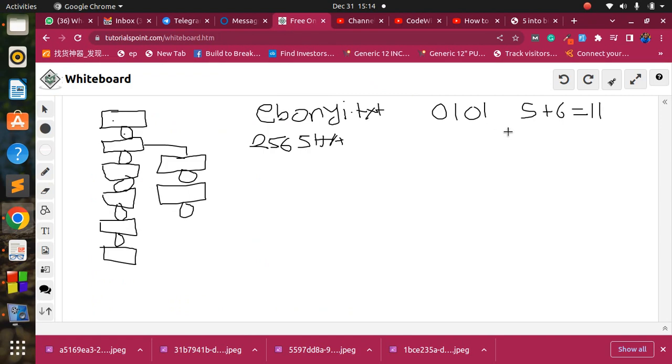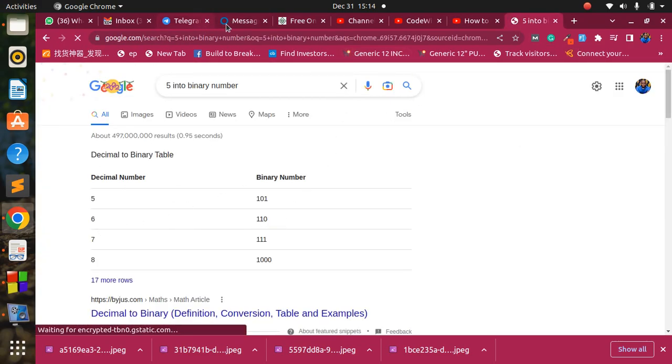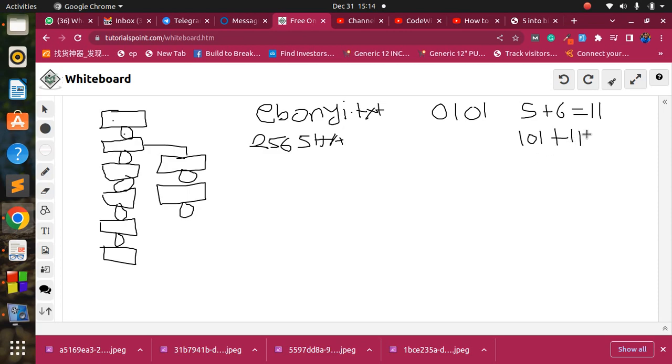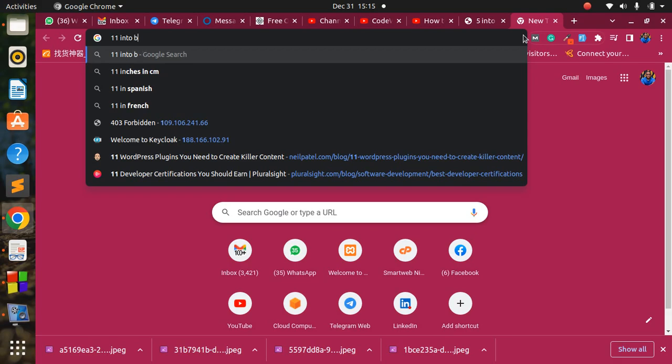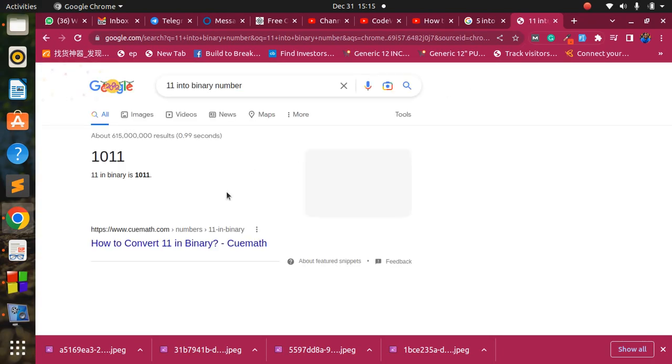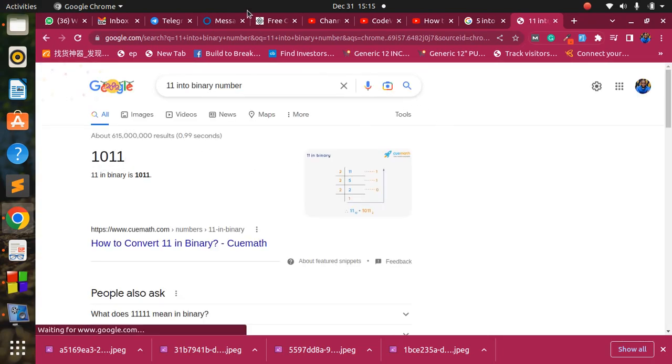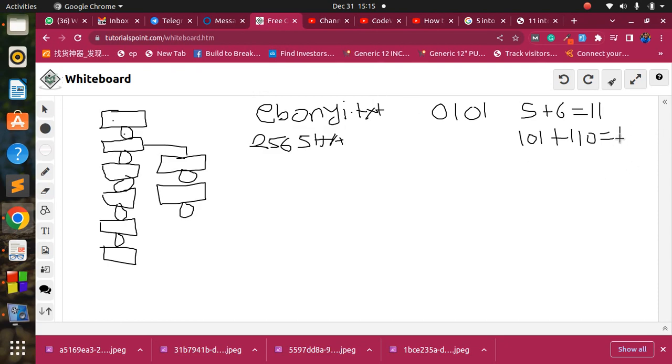Okay, let's say 101 plus what of 6? 6 is what? We have 6 already, 110, is now equal to 11. 11 into binary number is what? Remember, 1011. So we have it as 1011. Remember that I explained to you that in these ones and zeros, 1 is on, 0 is off.